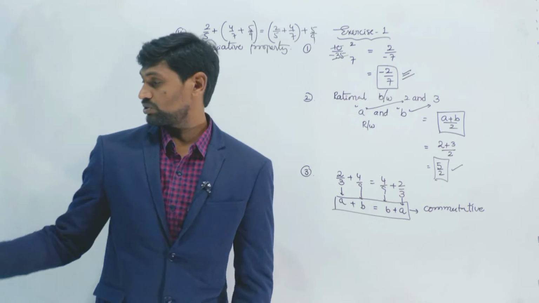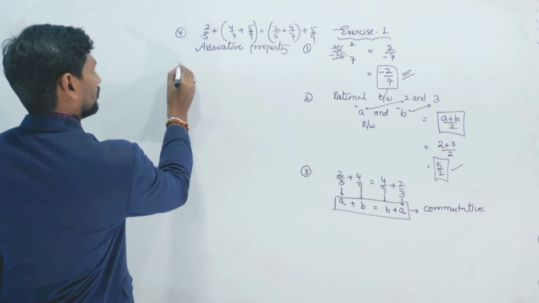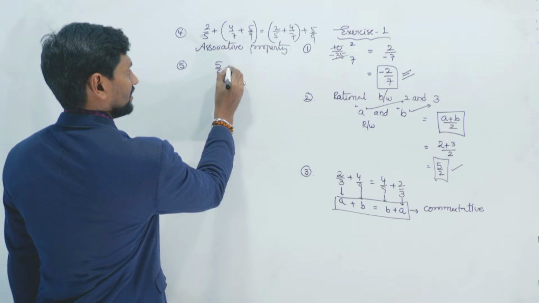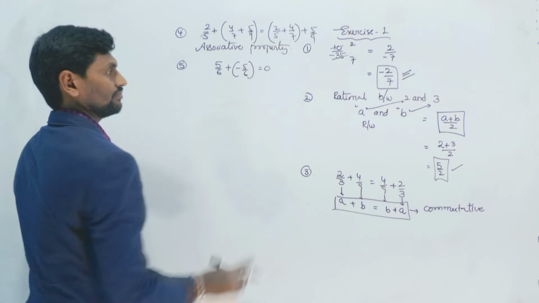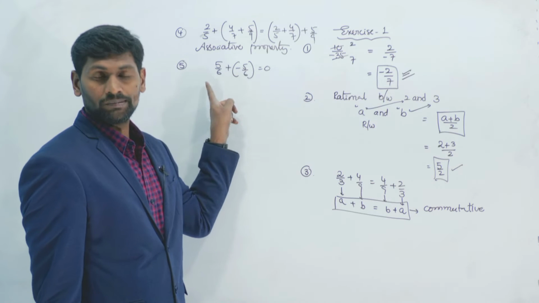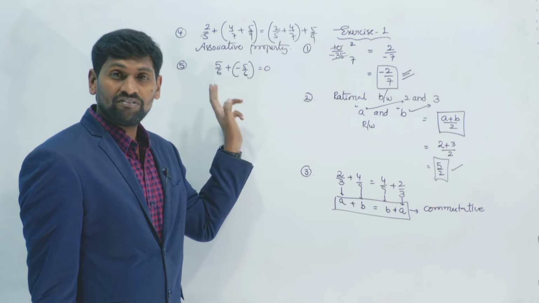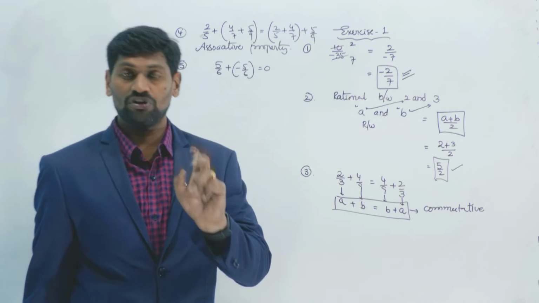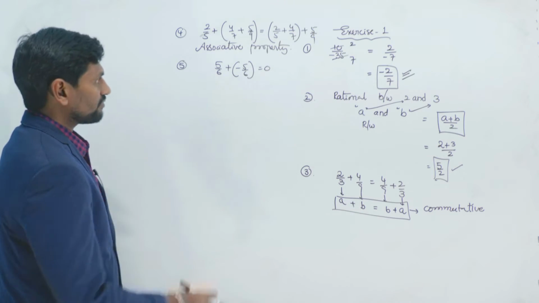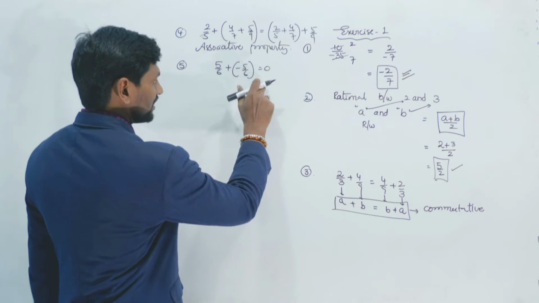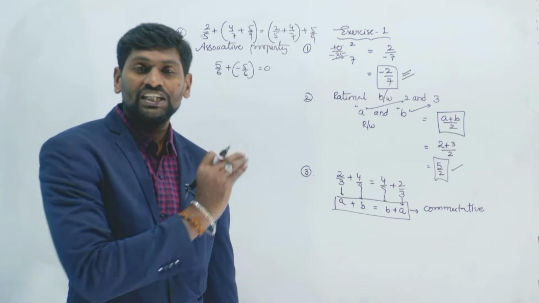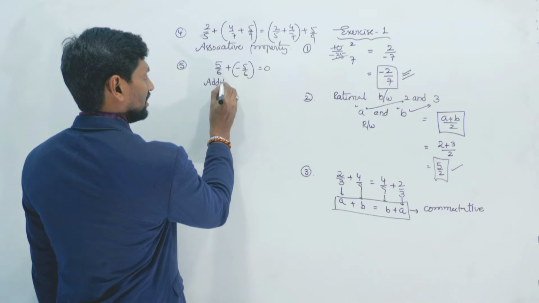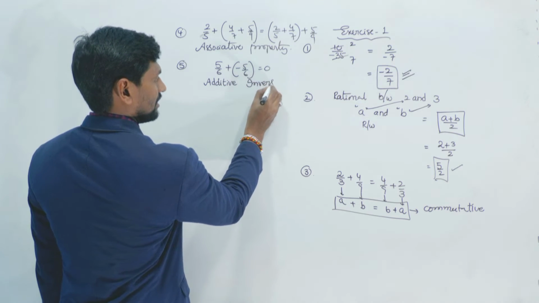Let us go to the next problem. Problem number 5. Name the property. 5 by 6 plus minus 5 by 6 equals 0. We discussed that 5 by 6 and minus 5 by 6 are of opposite sign. That means for every rational number there exists a rational number whose sum is 0, which is nothing but the additive inverse. When you add two rational numbers and get the answer 0, each of the numbers is called the additive inverse of the other. So this property is additive inverse.